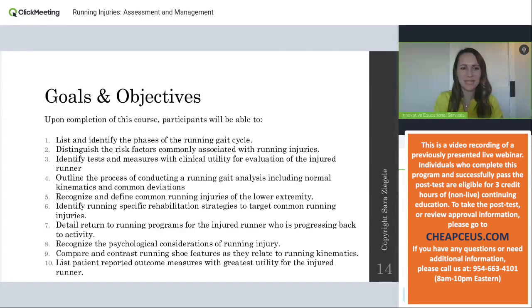We have a list of 10 objectives on this slide here. It is in the course notes, but if you need a closer look, you can take it. I will verify that we get through all of these points before we're done today.